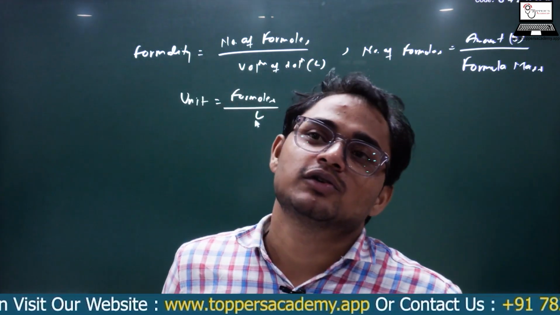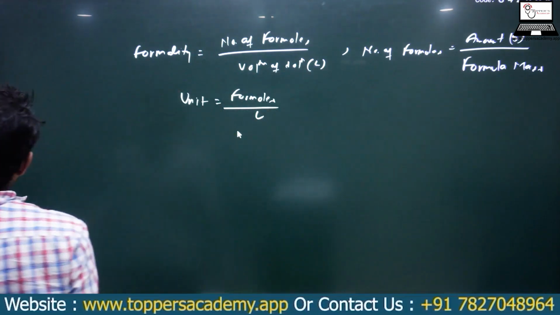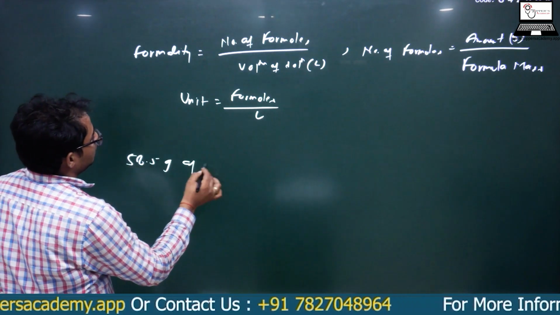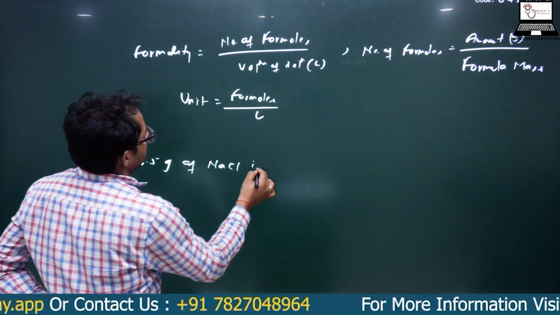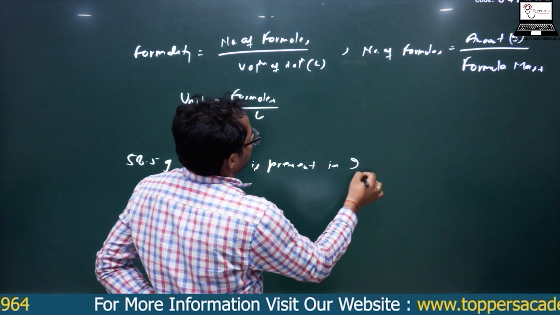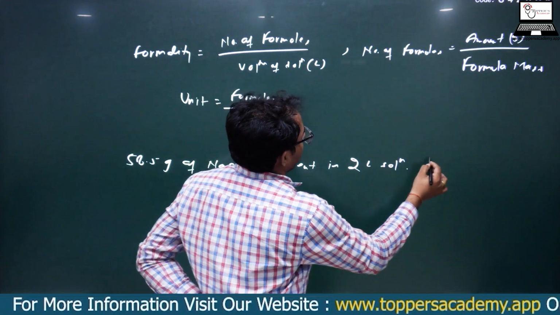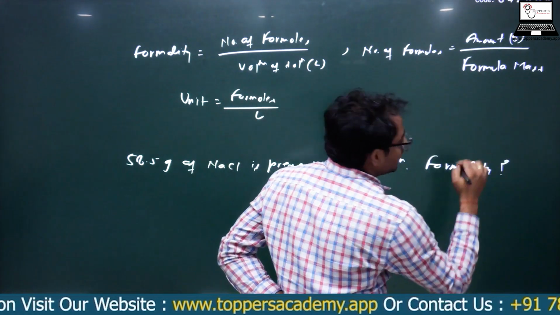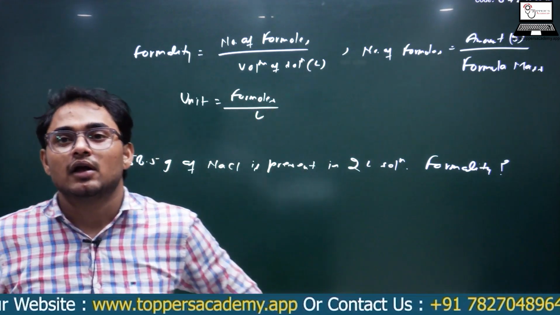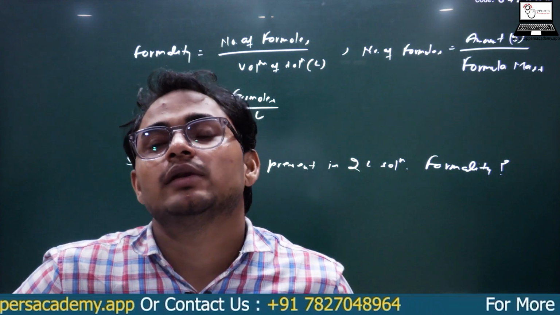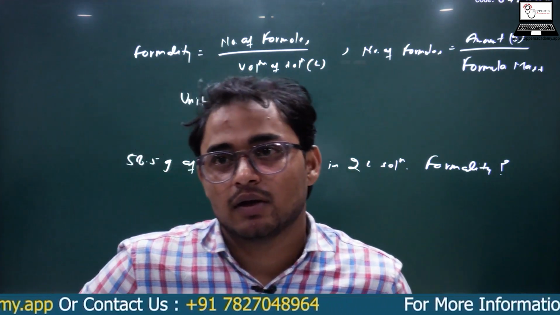How to solve the questions? Listen, 58.5 gram of NaCl is present in 2 liter solution. Calculate the formality. The question is that 58.5 gram of NaCl is present in 2 liter solution. What will be the formality for the solution, right?